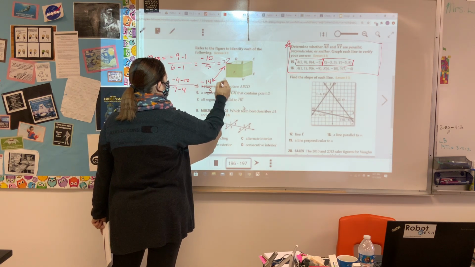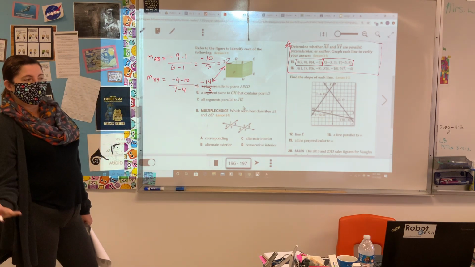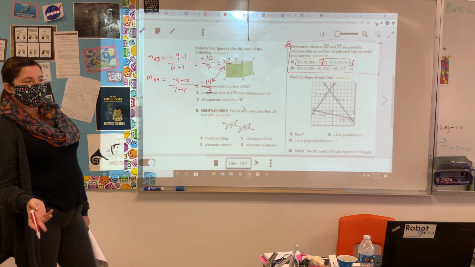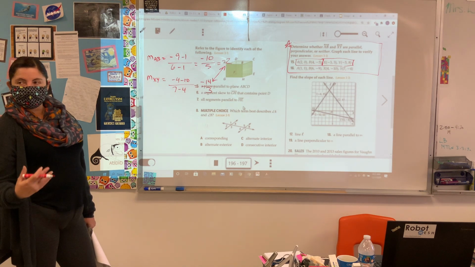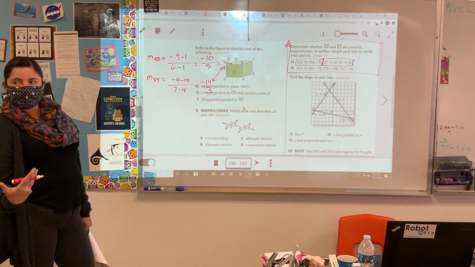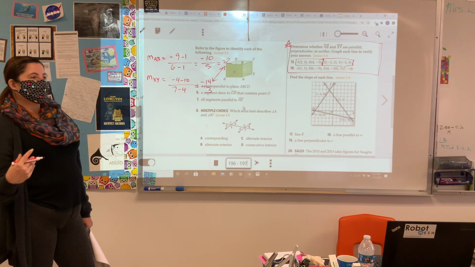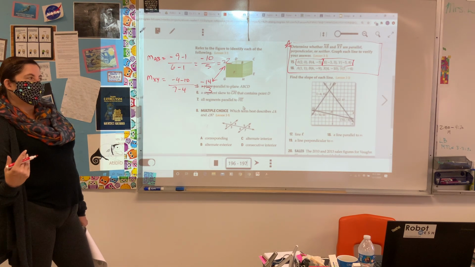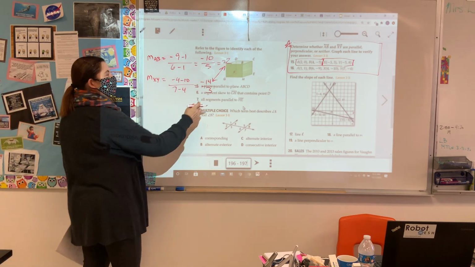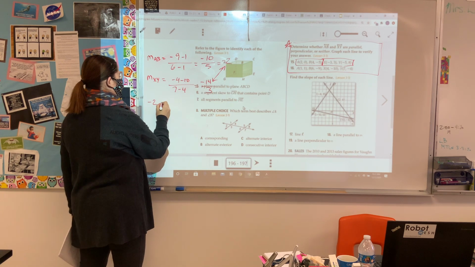Is there any relationship? No. It doesn't look like it's the same slope, so we already know it's not parallel. Is it possible it could be perpendicular? What do I need to do to determine if it's perpendicular? You can put it on a graph. I could. What other way though? There's one other way that we learned about yesterday. What I can do is I can take these two slopes and multiply them.